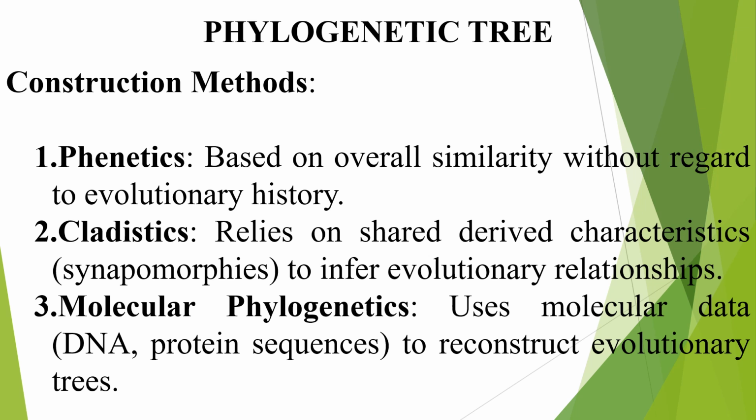Phylogenetic tree construction methods. 1. Phenetics. It's based on overall similarity without regard to evolutionary history. 2. Cladistics. Relies on shared derived characteristics to infer evolutionary relationships. 3. Molecular phylogenetics. Here uses molecular data, DNA, protein sequences to reconstruct evolutionary trees.